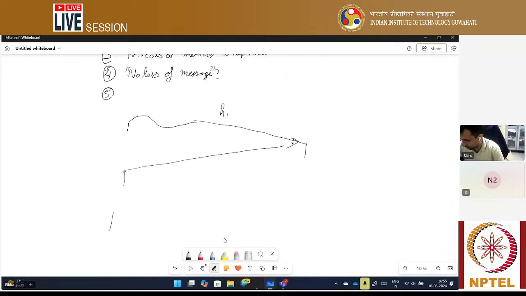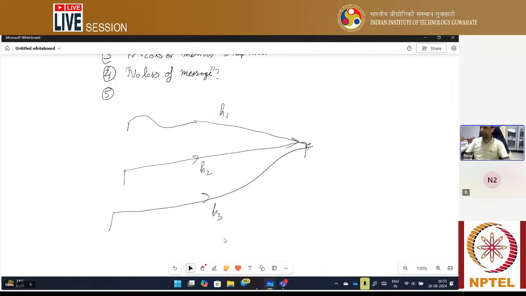H1, H2, H3. So the receiver gives back acknowledgement to each transmitter in case of loss. So this is a case of transmit diversity. So I would recommend that.